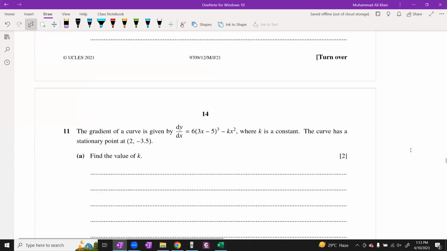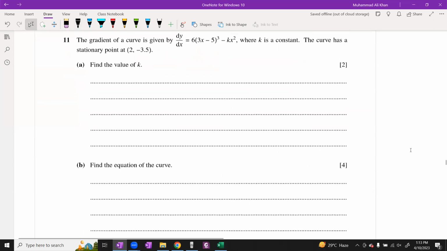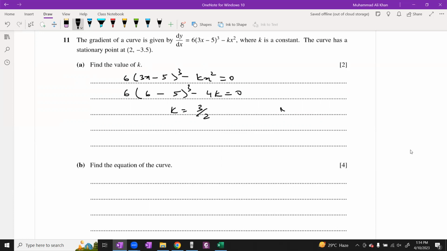Next question par aate hain. Question number 11. The gradient of a curve is given by this. The curve has a stationary point this. Find the value of it. Gradient of the curve 0 hota hai. Equals to 0 is stationary value ke upar. Coordinates aapko given diye hue hain. X ki negative rakhna hai. यहां से जो k की वैल्यू आ रही है the value of k is 3 upon 2.